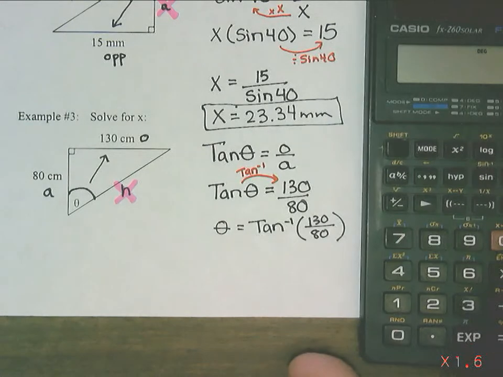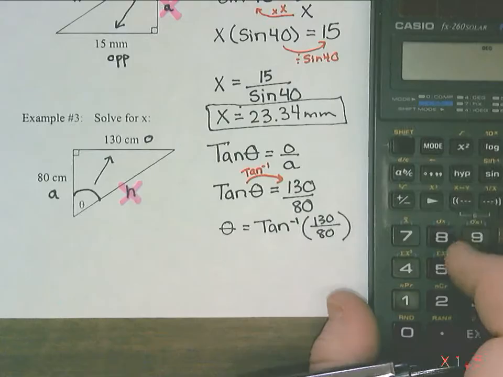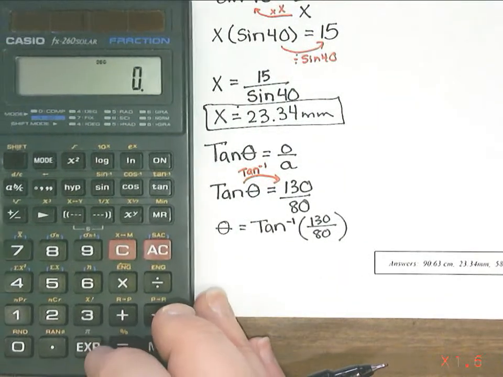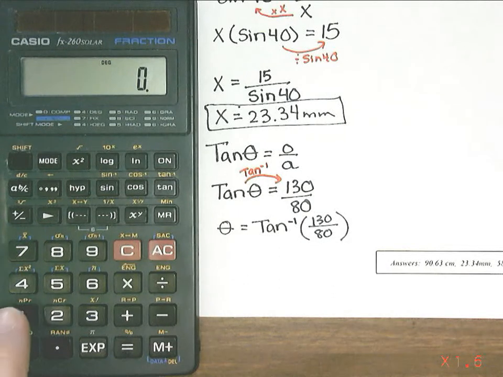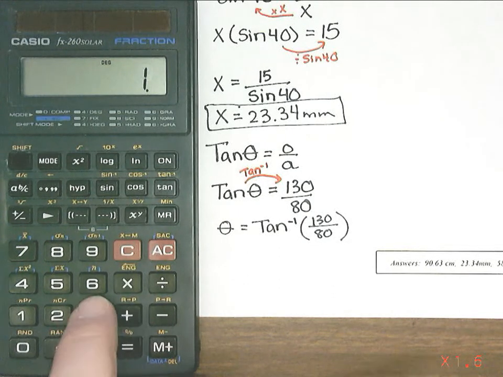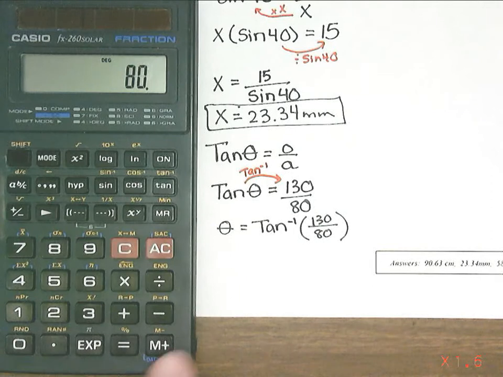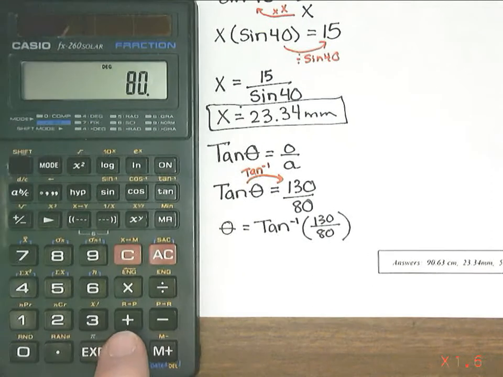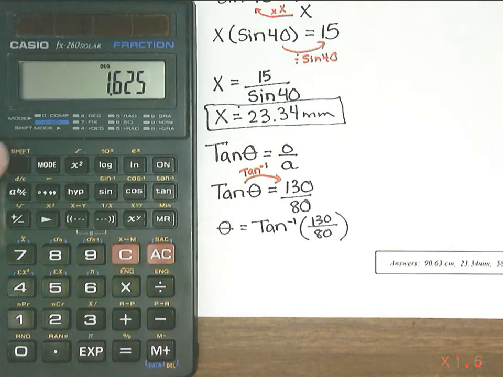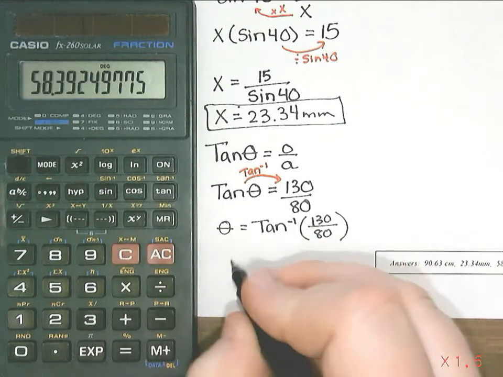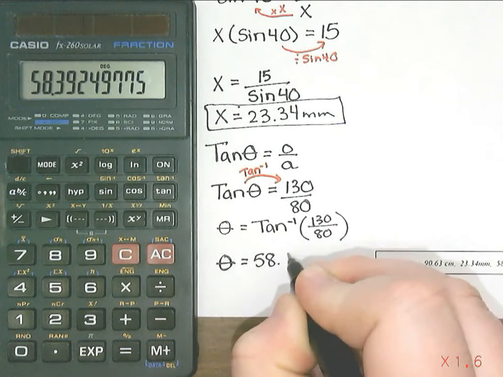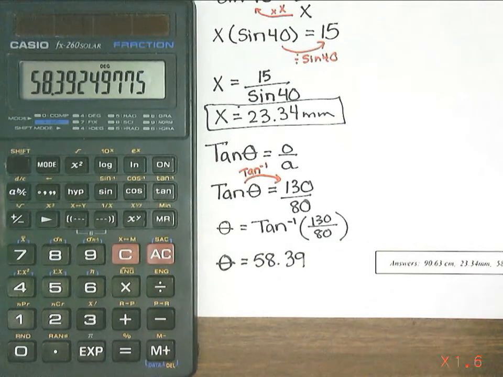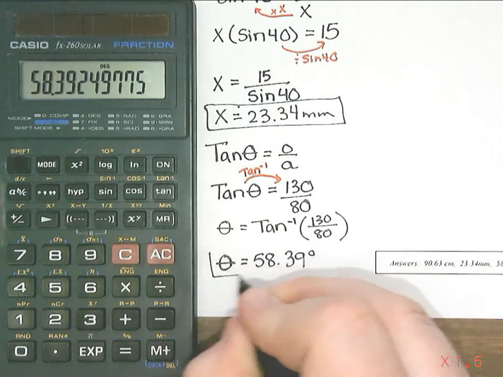If you have a calculator where you do not see what you type in on the screen, then we're going to do the 130 divided by 80 first. So I do 130 divided by 80, and very important that you remember to hit equals to get the number, and then shift tan to do the second tan, which is going to give me 58.39, and this is an angle, so degrees.